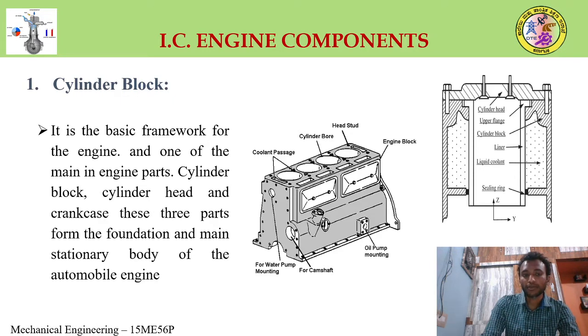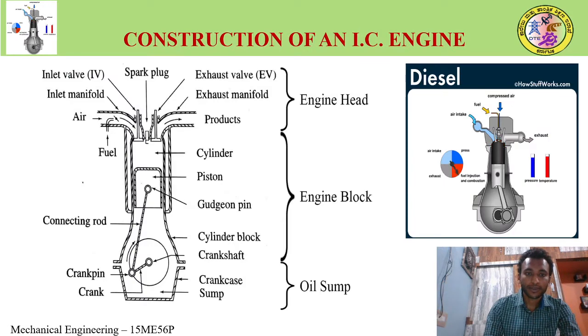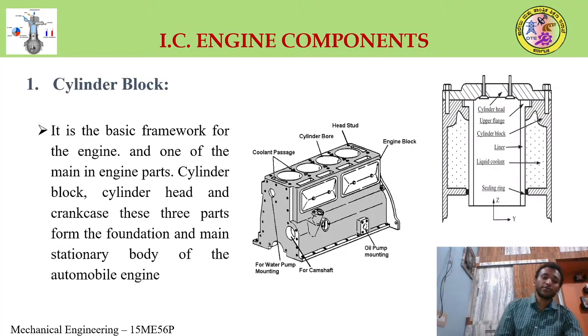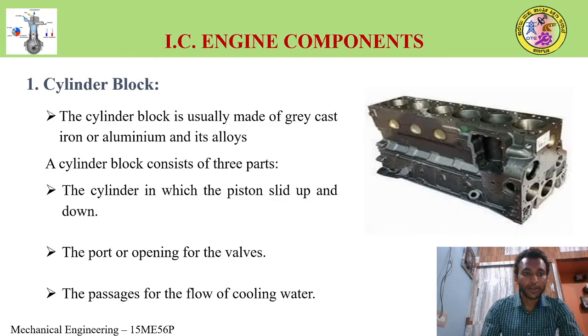The cylinder head is on top of the cylinder block. At the bottom of the cylinder block there will be a crankcase. You can observe this. So the cylinder block is at the center, the head at the top, and the crankcase at the bottom. This is the main stationary body of an automobile engine.